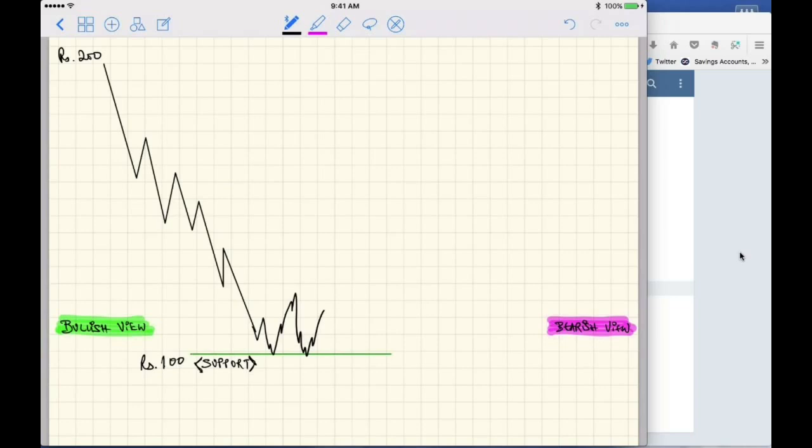Now what happens? If the stock comes down close to 100, the bull trader adds here, he buys on the anticipation that the stock will bounce back. Let's say it bounced back a little bit, but then eventually it breaks the support. The moment it breaks 100, the support, the bear trader is activated and he shorts, he sells. Let's say the bearish view goes right with the trend and it comes down to, let's say, 95.